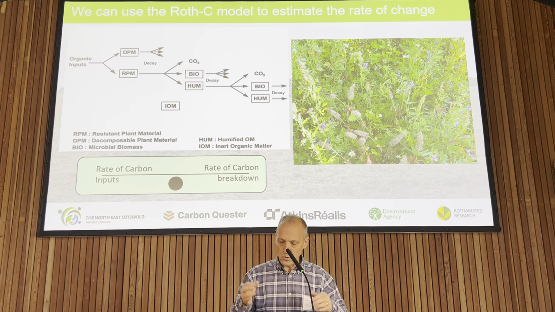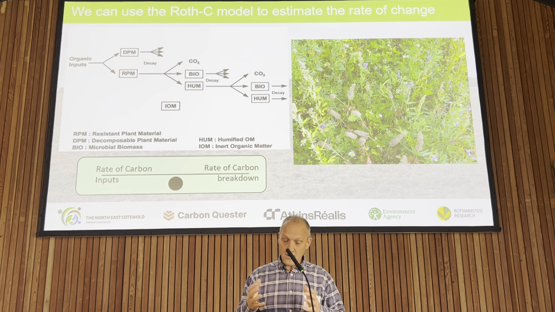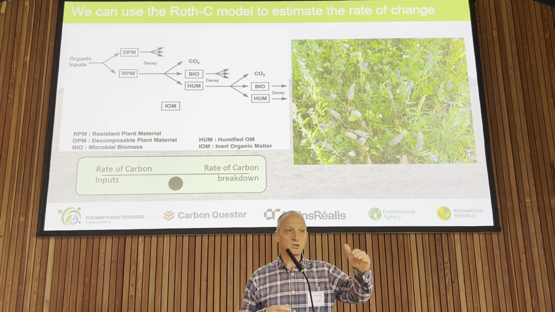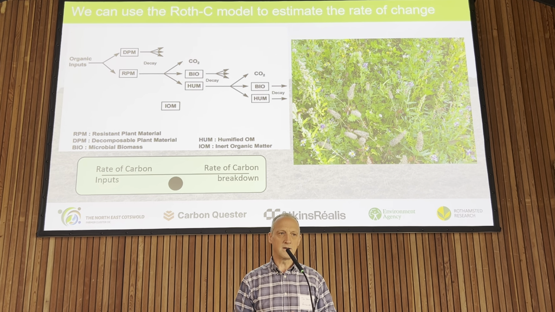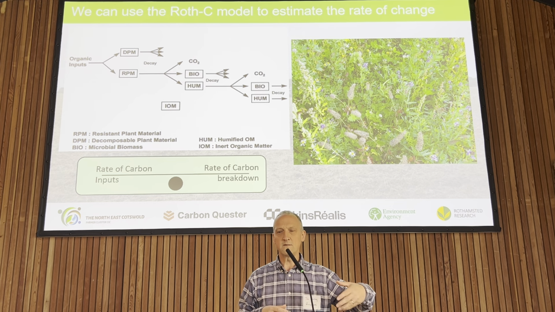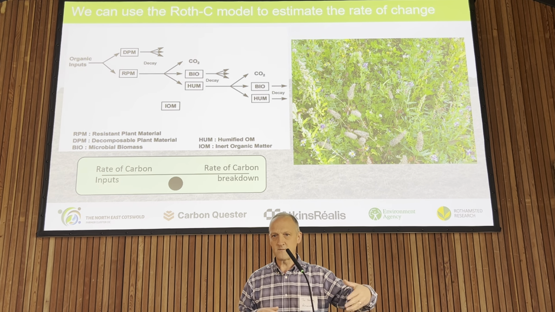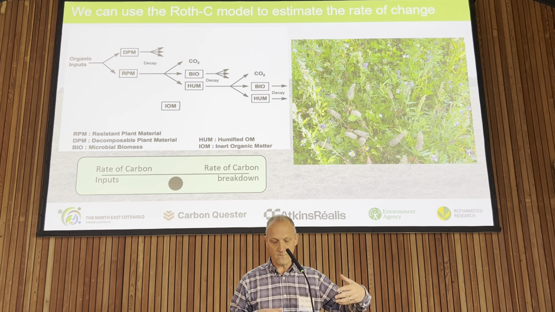So it gives us a bit more confidence in the outputs. This is the Rothamsted model that you might be familiar with or have heard of, and it's just very simply balancing how much carbon you're putting in every year with how much carbon you're losing every year. The amount of carbon going in is to do with the plant inputs and the productivity, and how much carbon is going in from the roots.